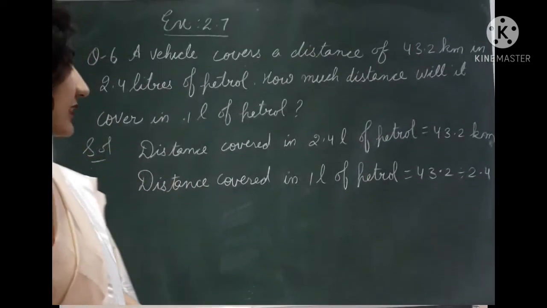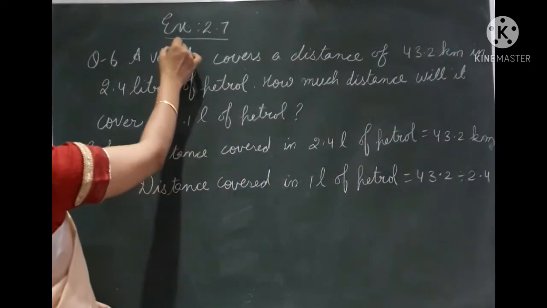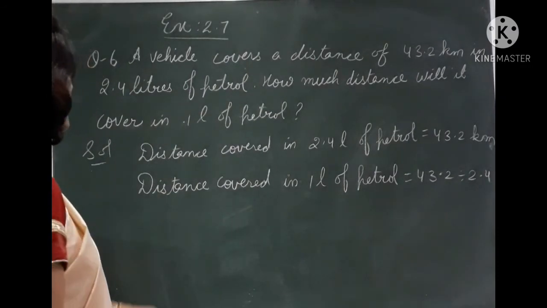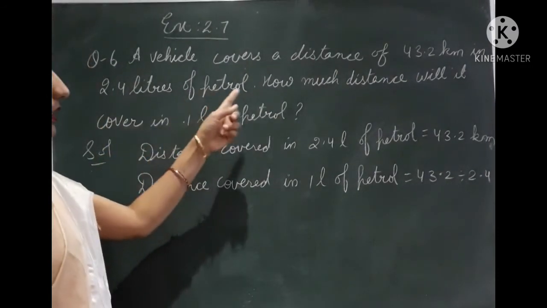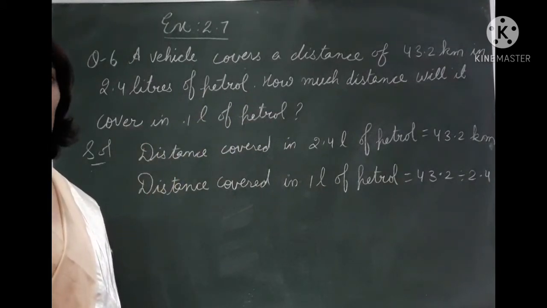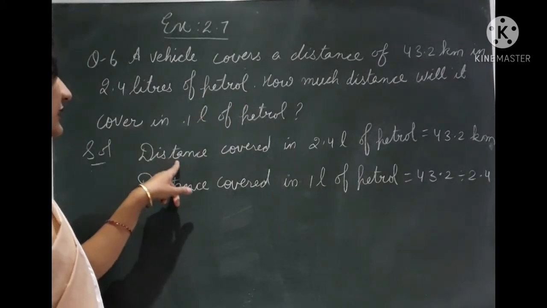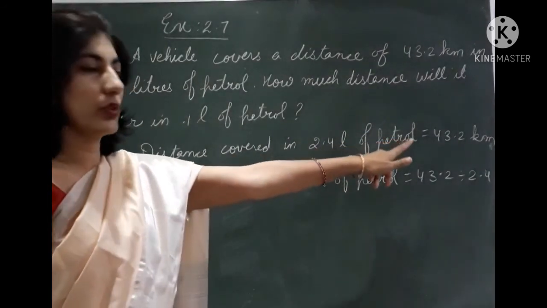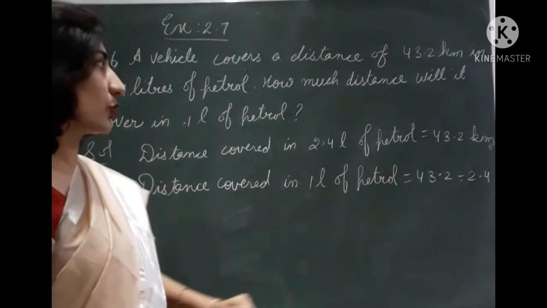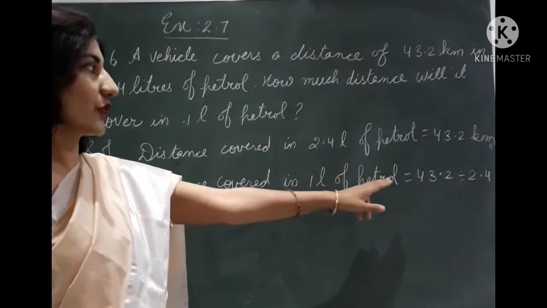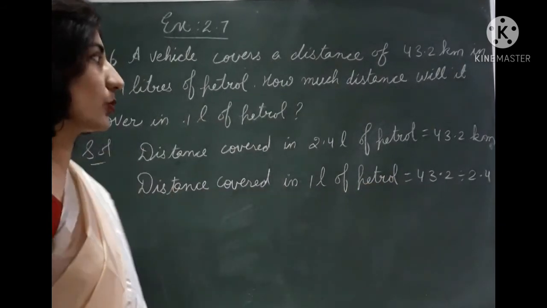Last question of the exercise, question number 6 says a vehicle covers a distance of 43.2 kilometers in 2.4 liters of petrol. How much distance will it cover in 1 liter of petrol? So we have to use here the unitary method. The first statement will be distance covered in 2.4 liters of petrol equals to 43.2 kilometers. Then distance covered in 1 liter of petrol is 43.2 divided by 2.4.